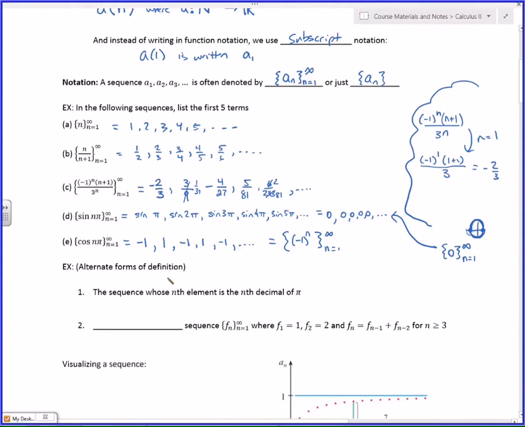Sometimes we can actually describe a sequence without a formula and still talk about it. I've got two examples here. One where I don't give you a formula at all, and the other one I give you what's called a recursive formula. Let's talk about the sequence whose nth element is the nth decimal of pi. Okay? So what is that sequence then equal to? Do you remember pi? So what's the first decimal place of pi?